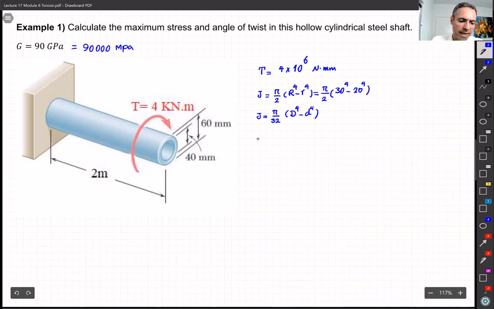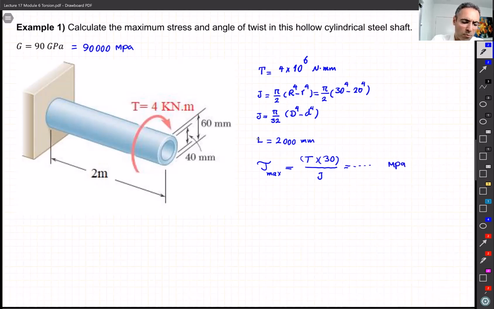So we have J, we have T, and what about the length? The length of this is 2000 millimeter. So we want to find out the stress, tau max, which is going to be T multiplied by the outer radius, 30, divided by J. We have all the things that we want, and it gives us the number in megapascal.